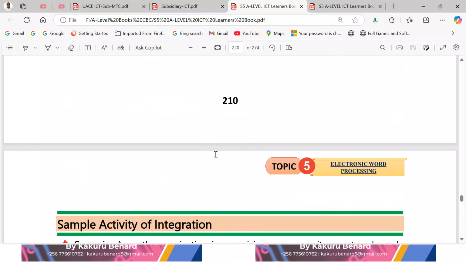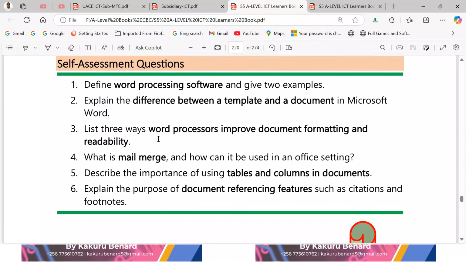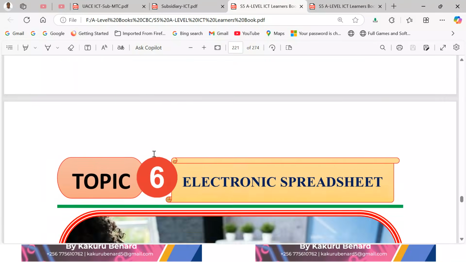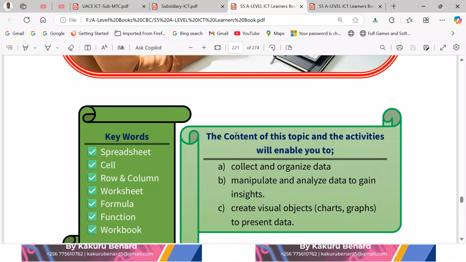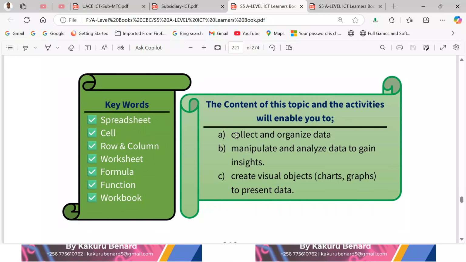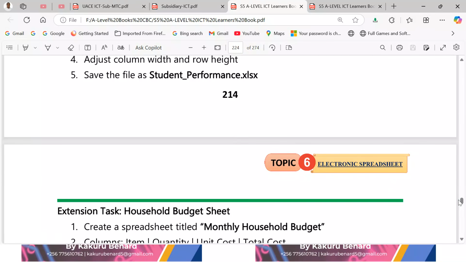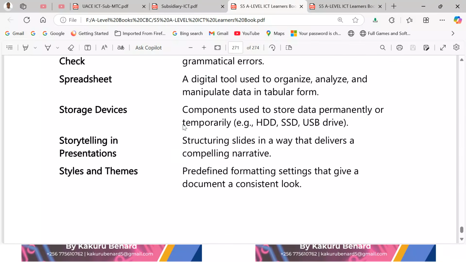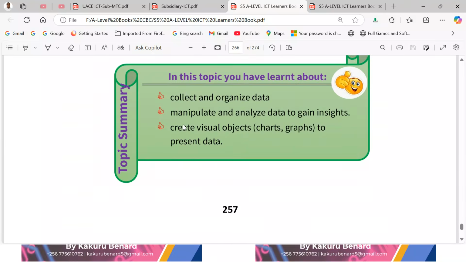competency-based A-Level curriculum. So this is at the end of word processing. An activity of integration is there and some self-assessment questions, then chapter summary. From there, we go to another topic. So the book has been well arranged, well organized for your consumption. Then at the end of the book, you will find a number of key words that have been used in this very book.